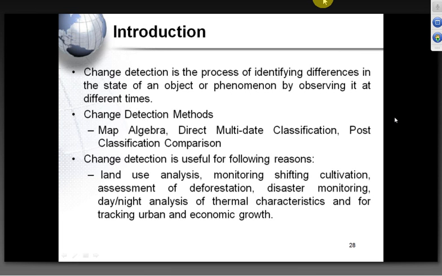Change detection methods include map algebra, direct multi-date classification, and post-classification comparison. Change detection is useful in many cases: land use analysis, monitoring shift cultivation, assessment of deforestation, disaster monitoring, and many more.